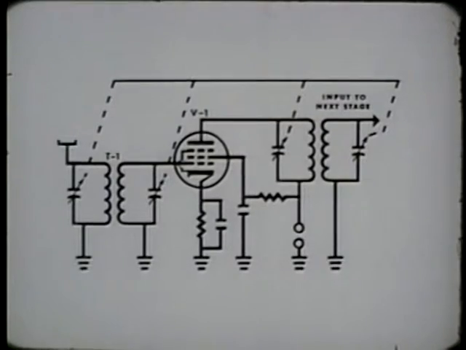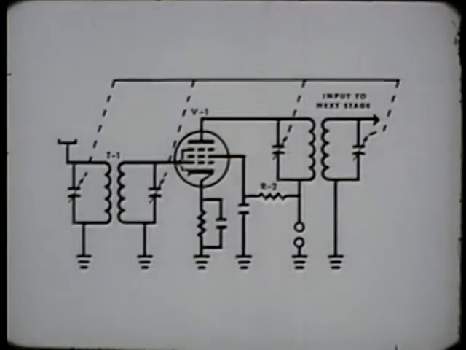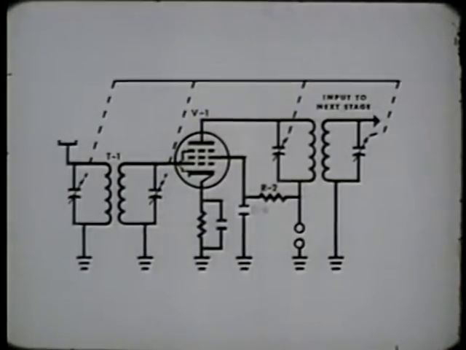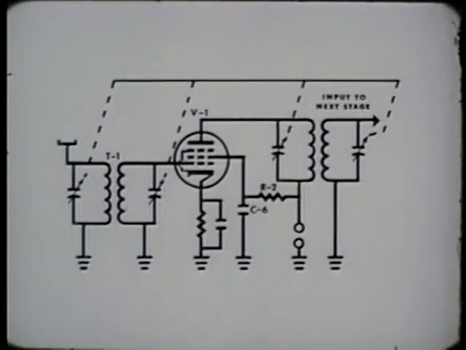The screen voltage is applied through resistor R2, which drops enough voltage to supply the correct amount to the screen. Bypass capacitor C6 bypasses any variations in the screen current. The plate voltage is applied through the primary of T2.